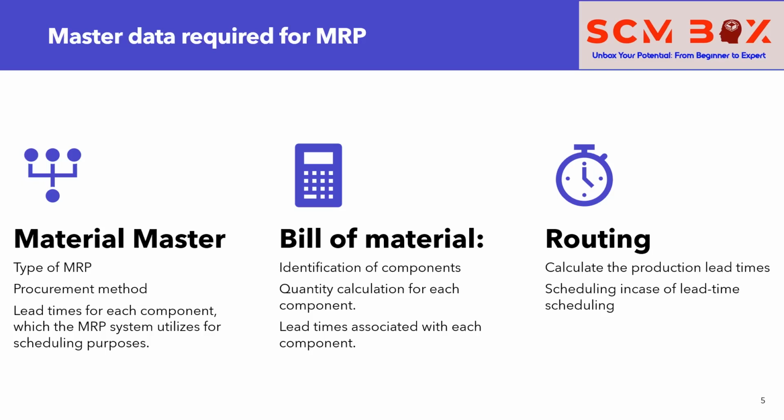Routing is another master data where the overall production lead time will be maintained in terms of hours. The system uses this routing to schedule the in-house produced materials when the planner opts for lead time scheduling. As we know, we have two types of scheduling, and maybe we will create one more video about scheduling alone. Whenever the planner chooses lead time scheduling, the system takes the information from the routing.